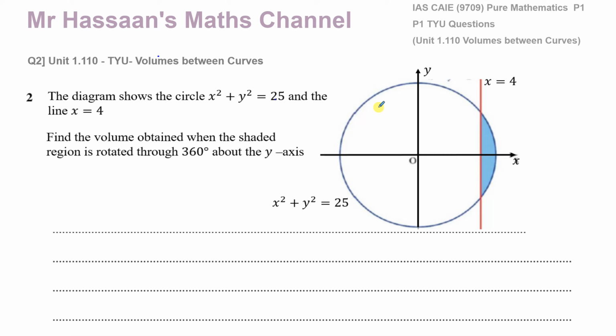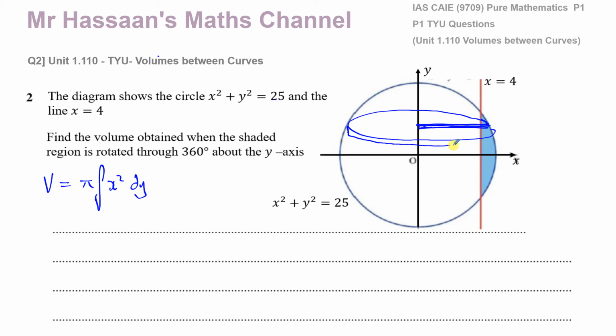And the reason is, if you want to rotate something around the y-axis, let's just imagine for a minute that we're rotating a little part of it, for example this section here. When you rotate this section about the y-axis, it makes a cylindrical shape. And the volume of the solid that's formed is the volume of the cylinder. This is the radius of the cylinder.